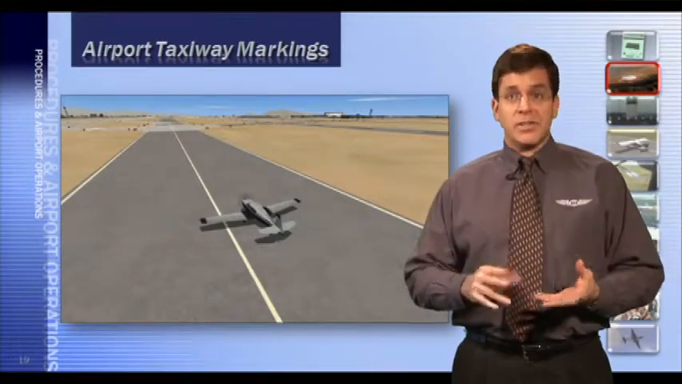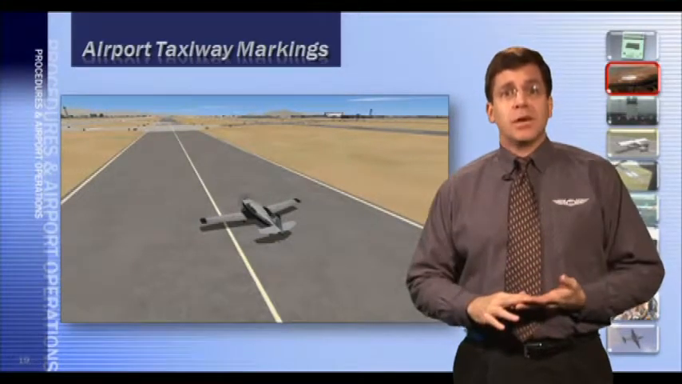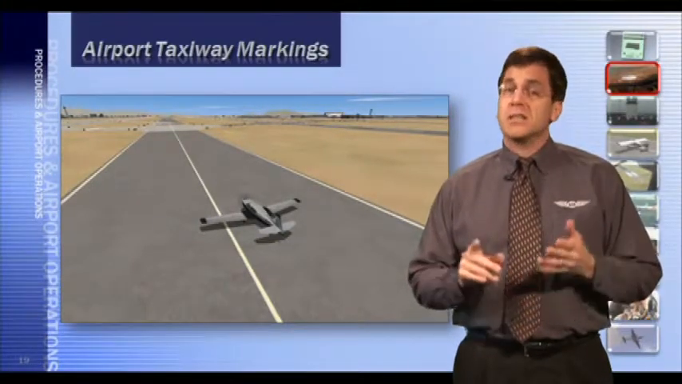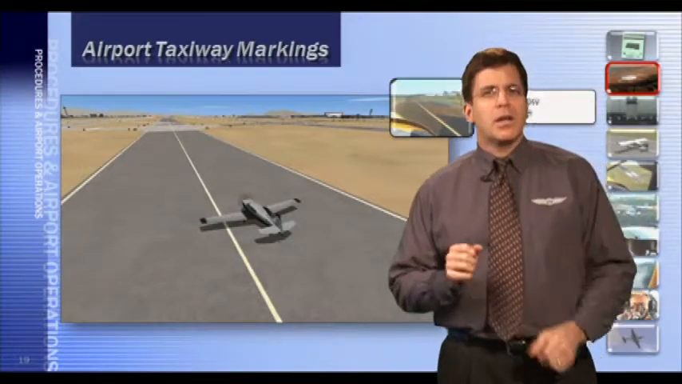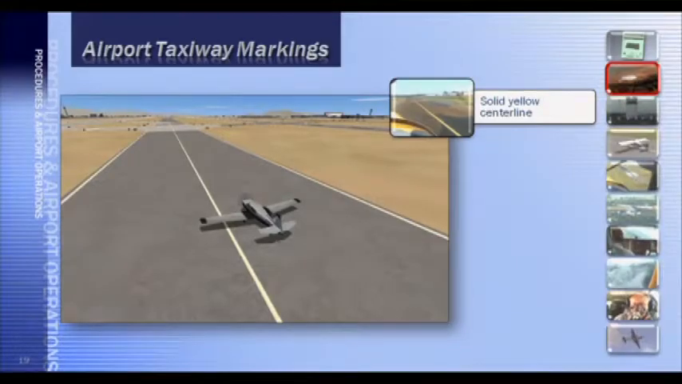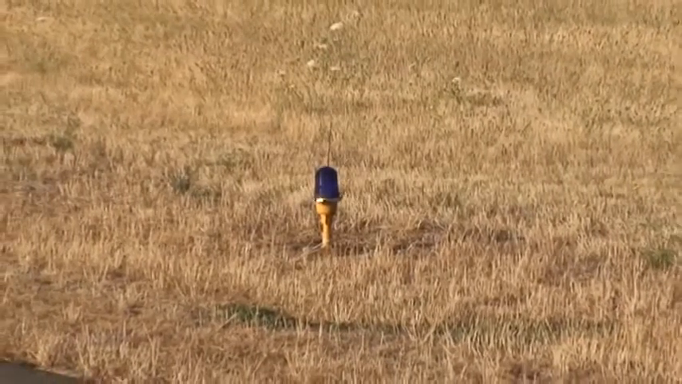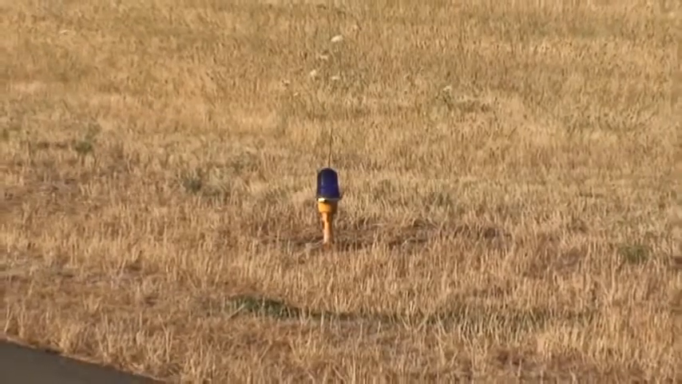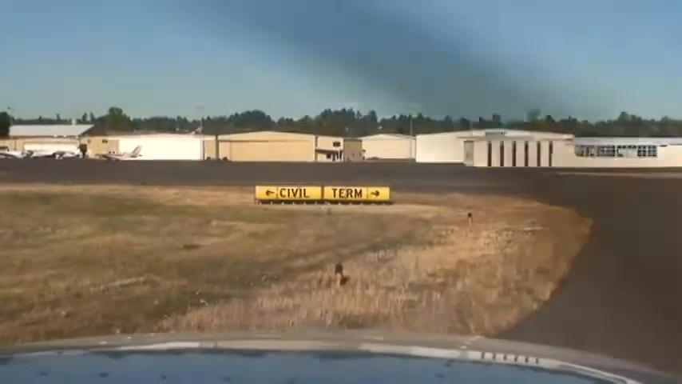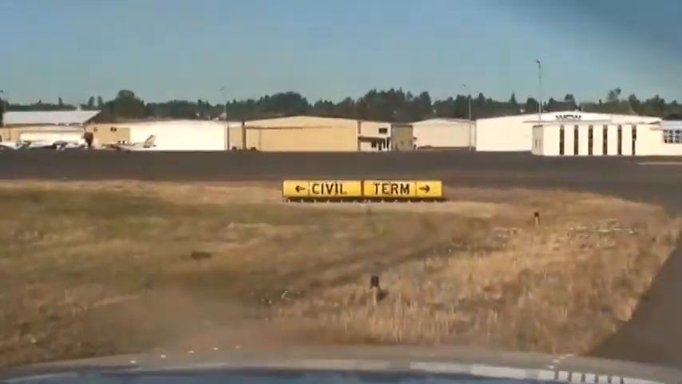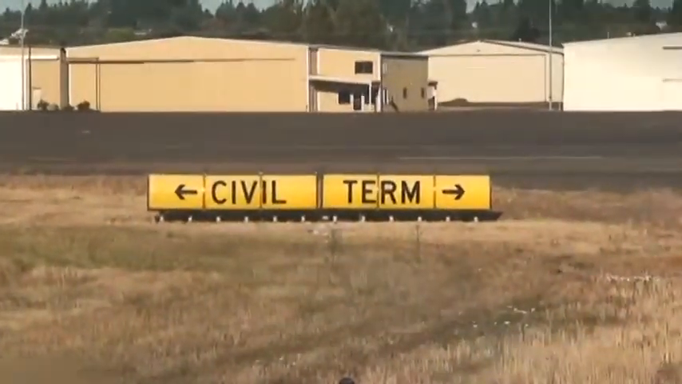Taxiways are named with letters A, B, C, and so on, and they have distinctive markings and signs so pilots don't mistake them for runways. Taxiways are typically marked with a solid yellow center line. At night, the taxiway edges are defined by blue lights or reflectors, which are visible from all directions. At large airports, some taxiways also include specific direction indicators and lights on the taxiway centerline.